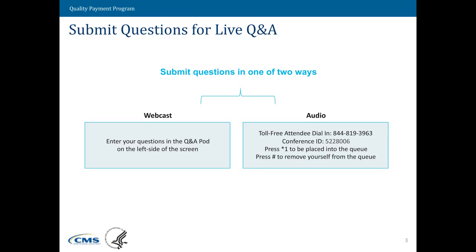Please take advantage of using the Q&A pod that's on the left side of your screen, or you can also ask over the phone, and the phone numbers are listed on the screen there, and just press *1 to put yourself in the queue to ask a question. With that option, please provide your name when you're prompted, and you'll hear your question. If you hear your question asked and you want to get out of the queue, you can just press the # key, and that will take you out.